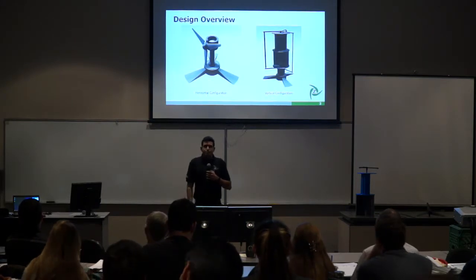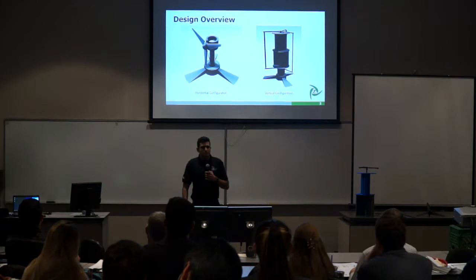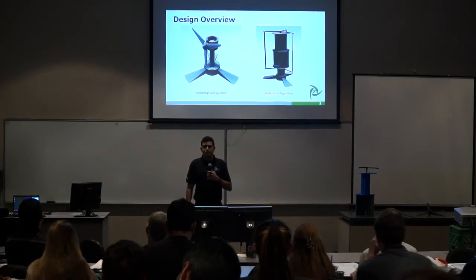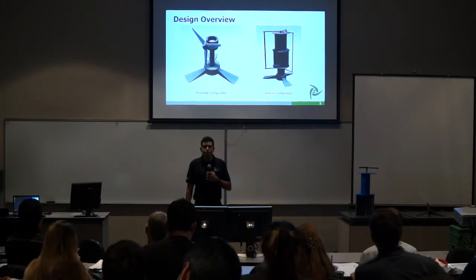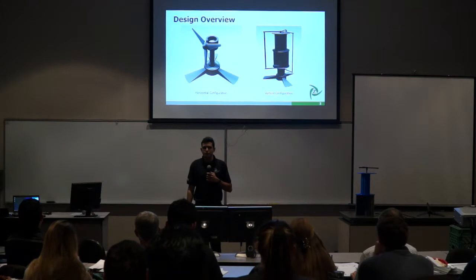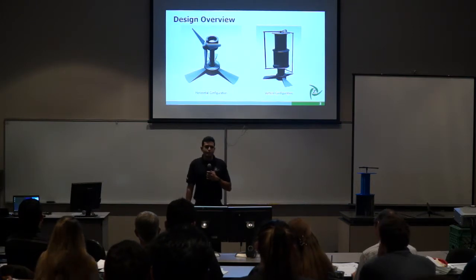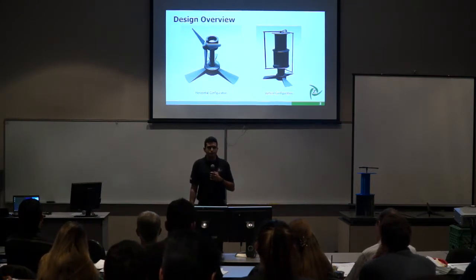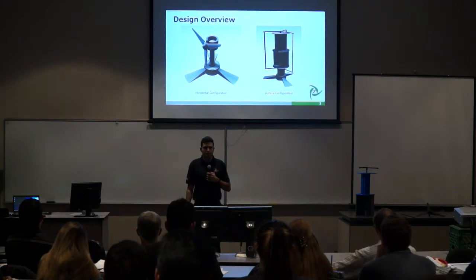Shown on this slide is an overview of our preliminary design solution. As you can see, there are two separate configurations to our turbine. There is a horizontal configuration and a vertical. The horizontal configuration is shown on the left side of the screen, and the vertical configuration is shown on the right. These two configurations use one interchangeable base structure and one single generator. More detail about this design will be given later in the presentation.